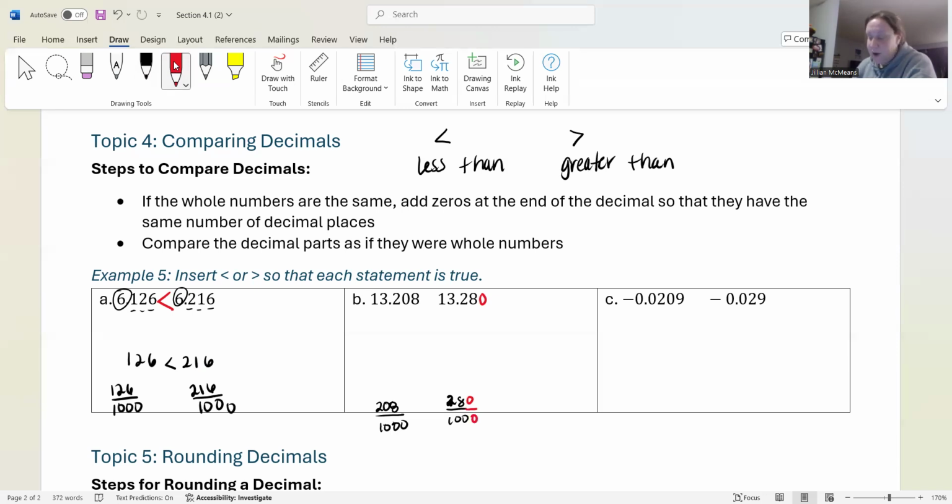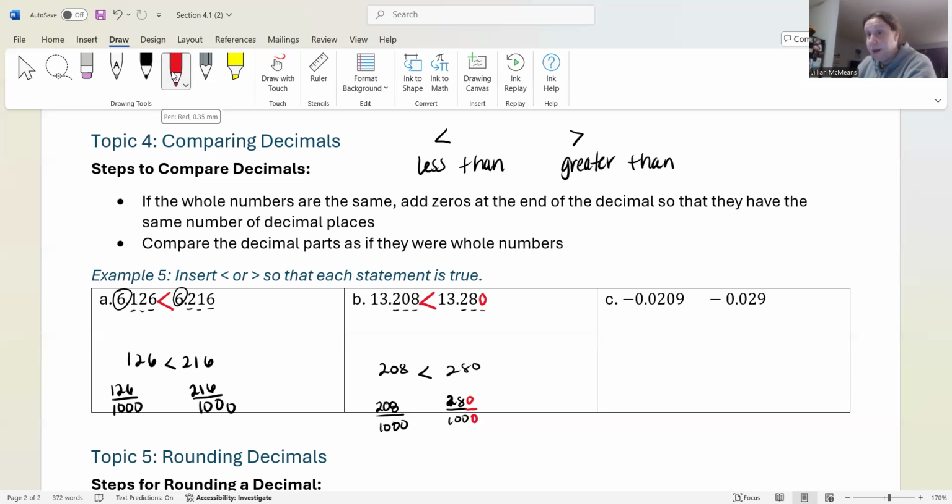So by adding that zero, we're comparing 208 thousandths to 280 thousandths, okay? So by just adding a zero to the end of the number so that they both have 1, 2, 3 decimal places, all we have to do is compare 208 to 280. Well, 208 is less than 280, so that tells me 13.208 is less than 13.28. Okay? One more. Now, we have to be really, really careful when we're comparing negative numbers because negative numbers work just a little bit differently, okay?